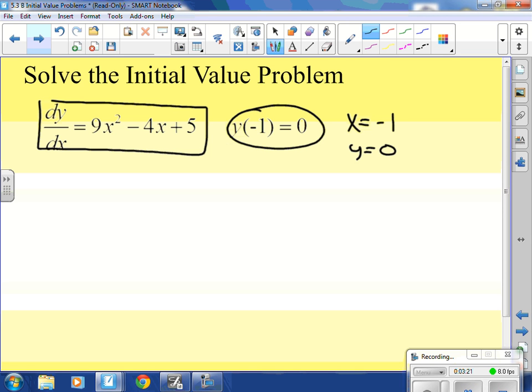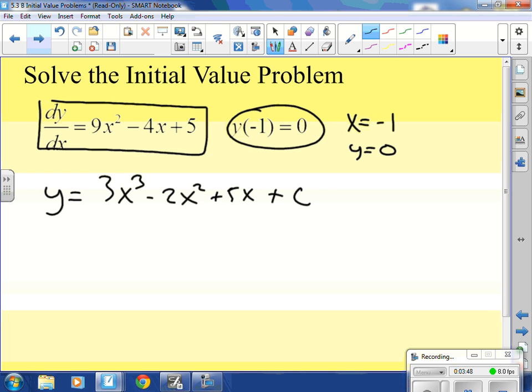So, if I take the antiderivative of dy dx, that's going to be y. What's the antiderivative of 9x squared? 3x cubed. And then the antiderivative of -4x? Minus 2x squared, plus 5x, and then plus c.